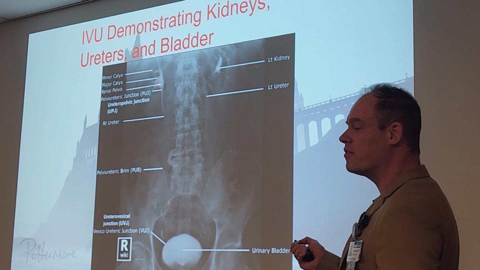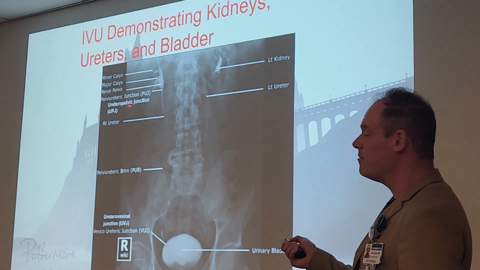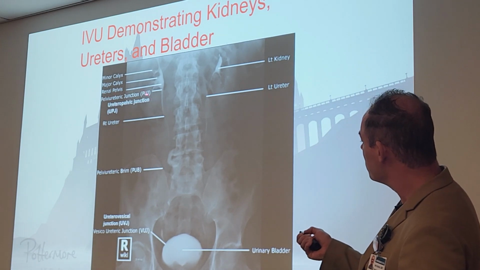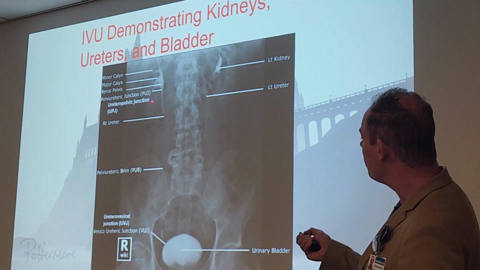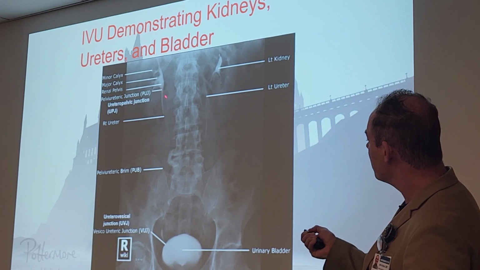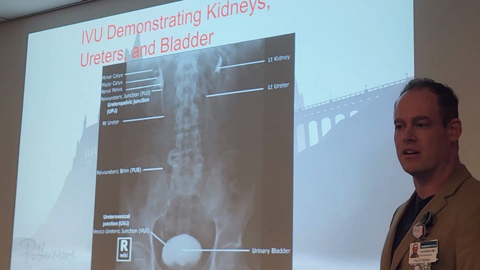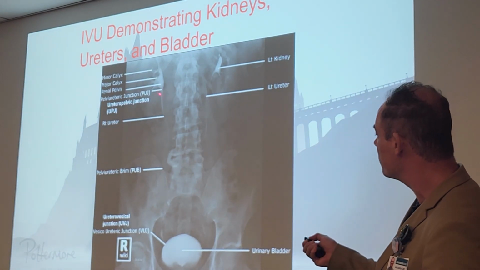Now, our first area of constriction goes by two different names. Make sure you know both. It can be called the pelvic-ureteric junction, PUJ, or the ureteropelvic junction, UPJ. That's the first, most superior portion of the ureter as the urine is exiting the renal pelvis. That's the first area of constriction.